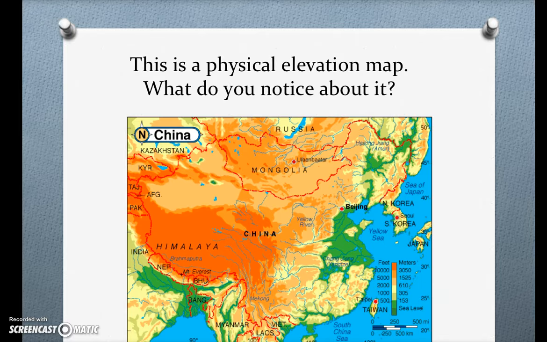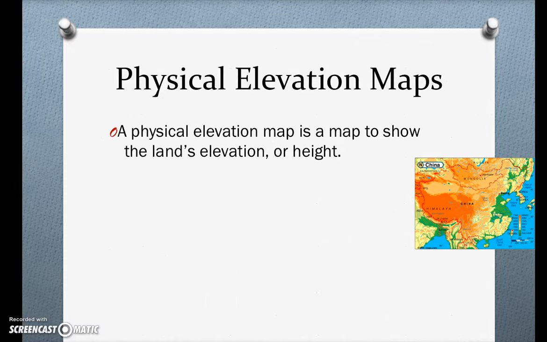Lastly is the physical elevation map. Look closely at this map. What do you notice about it? There are different colors that are used to show feet above sea level or meters above sea level, and you'll see that if you look at the map key on the bottom right.